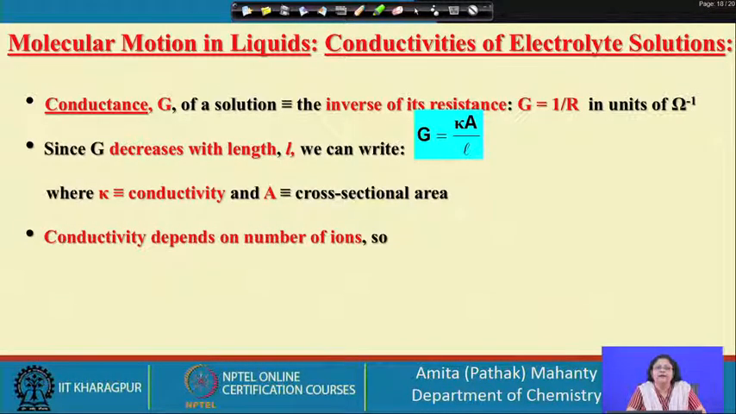So, when we are talking about conductivity in the context of molecules in motion, understand we are talking about transport properties. We are transporting something through the liquid phase or liquid medium. Conductivity depends on the number of ions. Conductivity means, what does it mean? Something conducting means some charges moving from one place to another. Then we say it is conducting, right.